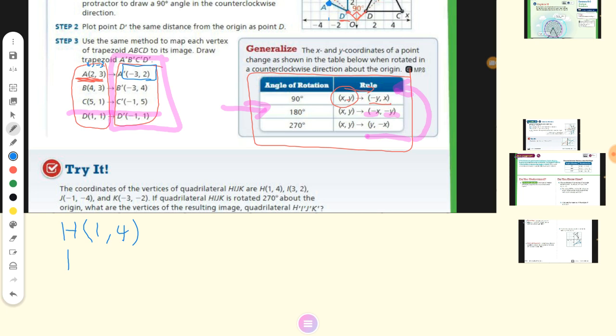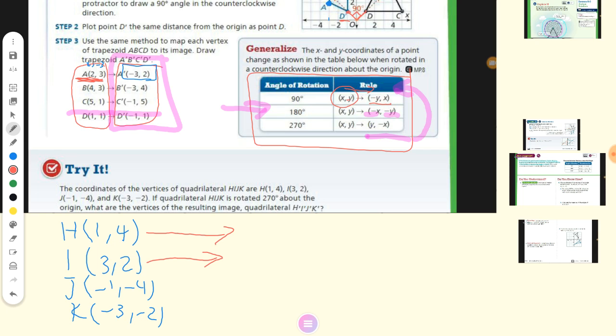I, 3 and 2. J, negative 1, negative 4. And K, negative 3, negative 2. This is the original point. We want to rotate it by angle of rotation 270. What is the rule of 270? Yes, change the sign of x, change x with y.